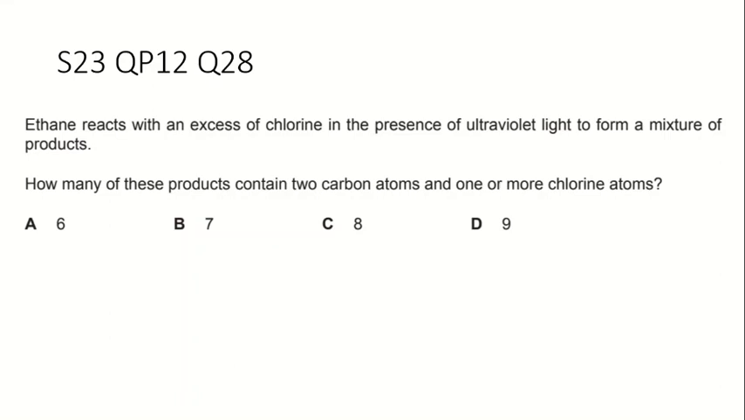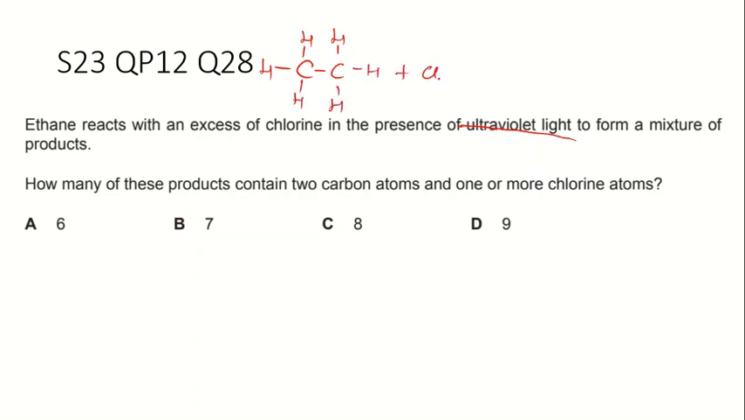Question 28 from the summer 2023 question paper 1-2 is about free radical substitution of ethane. Now, when alkanes react with excess chlorine in the presence of UV light, they will actually form a mixture of products. The chlorine will substitute hydrogen in any C-H bond in an alkane molecule. Since this question is on ethane, I'll just use ethane to show the products of this reaction.